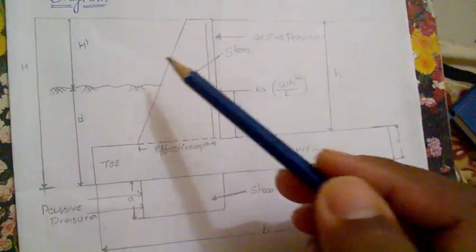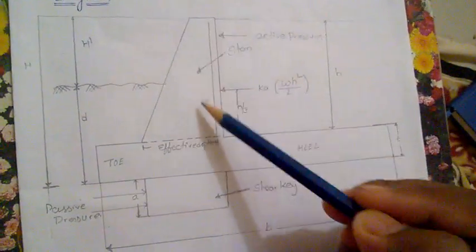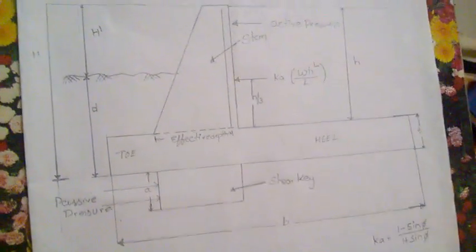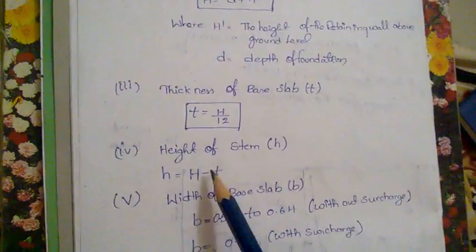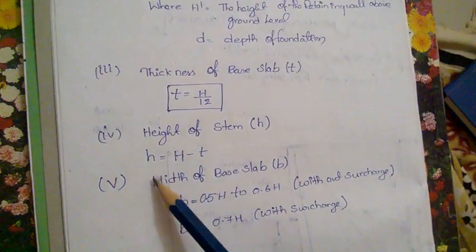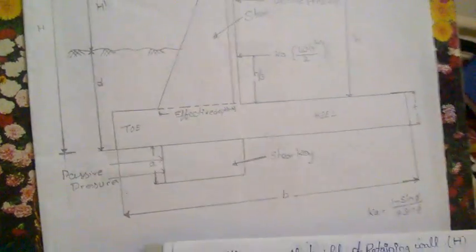In this diagram, this comes under the stem. Okay, we should design how much height of the stem. What is the height of the stem? Small h is equal to capital H minus t, small t.